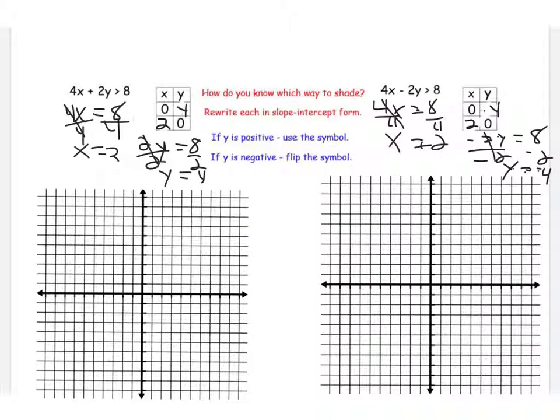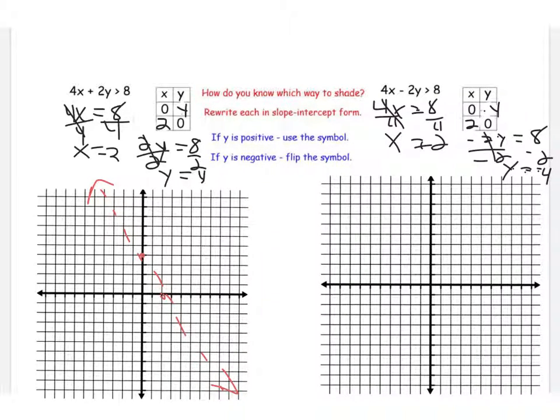So now I should be able to graph both of those lines. So I have my x-intercept for the first one at 2 and my y-intercept at 4. Now it says greater than, so remember that it is a dashed line. It's not greater than or equal to, so that line should be dashed.